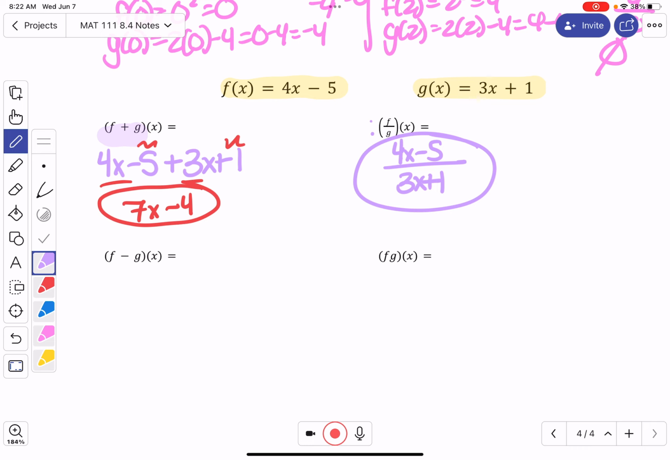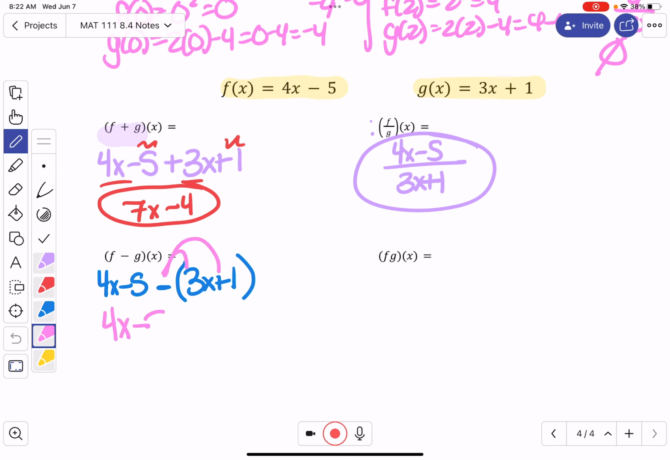Now let's do f minus g. So f is 4x minus 5, and then 3x plus 1, and we're subtracting. The big thing to pay attention to is we're subtracting the whole function, so we're going to need to distribute that negative sign. So it's really 4x minus 5 minus 3x minus 1. Now we combine like terms. 4x minus 3x is x, and -5 minus 1 is -6.